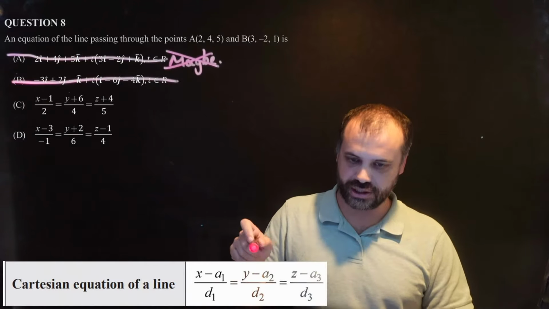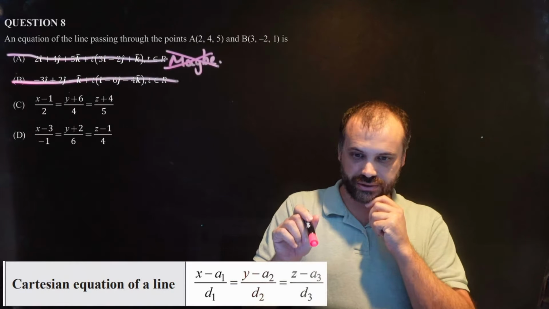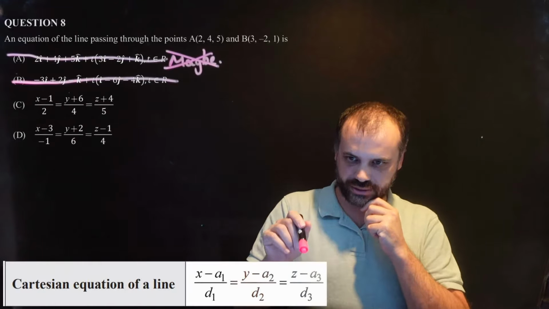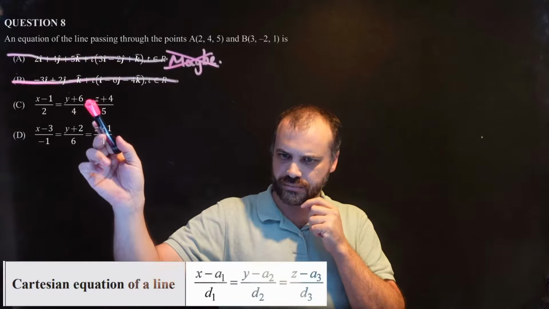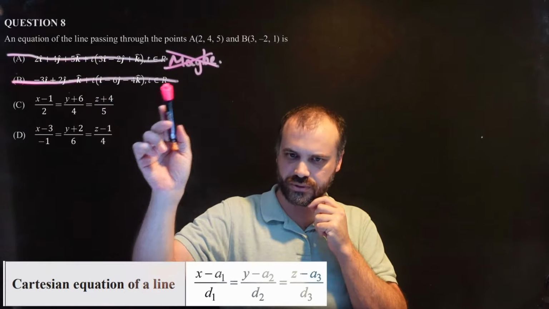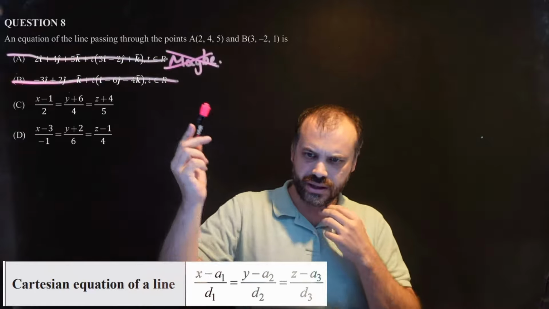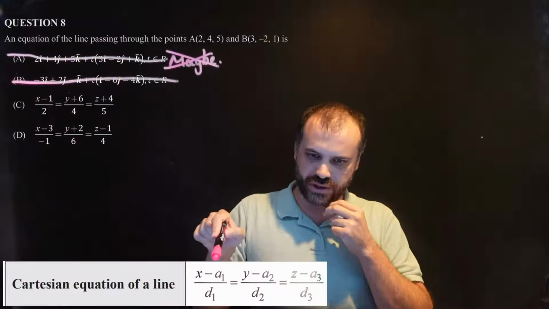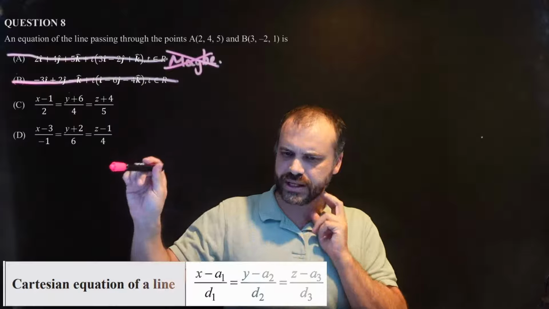Now, on your specialist formula sheet, you will find this. Here is the Cartesian equation. X minus A1, Y minus A2, Z minus A3. So those are all points, A1, A2, and A3. So let's look at each of these. Negative 1, positive 6, positive 4. Neither of our points is 1, negative 6, negative 4, because the signs need to be opposite. That's not it.